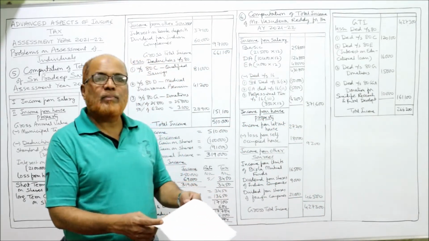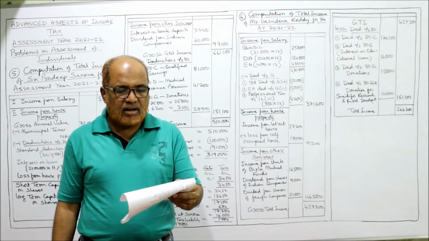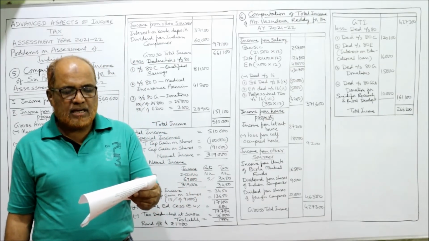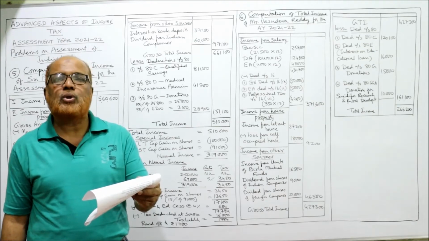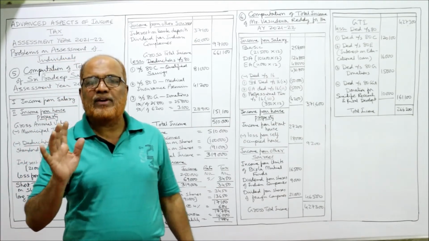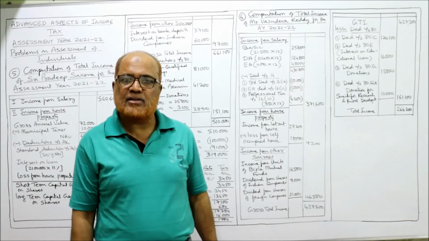Now problem number 6. Mr. Vasudev Reddy is a government employee. His income particulars for the previous year 2021 are as under. Compute the total income. In this problem we are required to compute only total income, not tax liability, right?